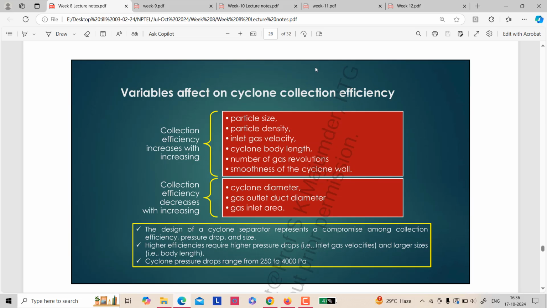So, the collection efficiency increases with increasing particle size, particle density, inlet gas velocity, cyclone body length, number of gas revolutions, and smoothness. But collection efficiency decreases with increasing cyclone diameter. So we have to consider the cyclone gas outlet diameter and gas inlet area. We have to manage both these parameters to get maximum efficiency of the cyclone separator.